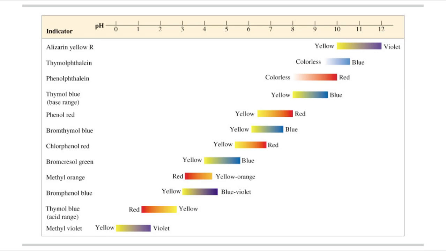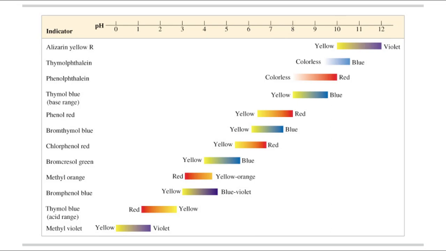So, you'll find charts like this everywhere in terms of what sort of indicators are available. And you can also sort of see where those color changes happen. So, there are indicators that work well at lower pH ranges. There are indicators that work really well at sort of neutral pH ranges. And then there are ones that work quite well at basic ends of the pH scale.